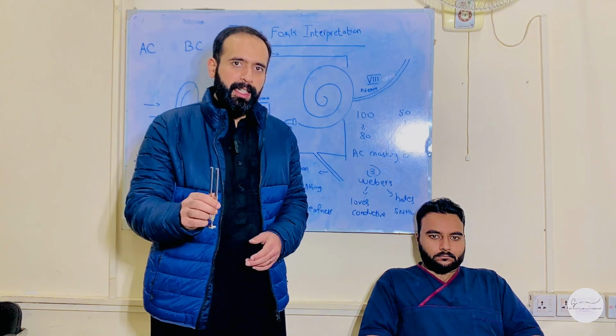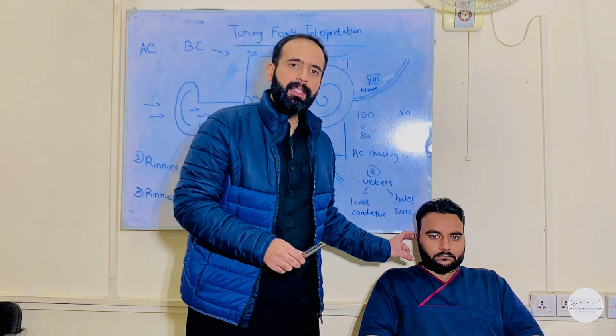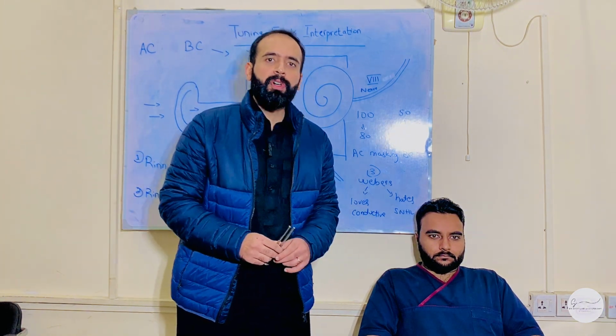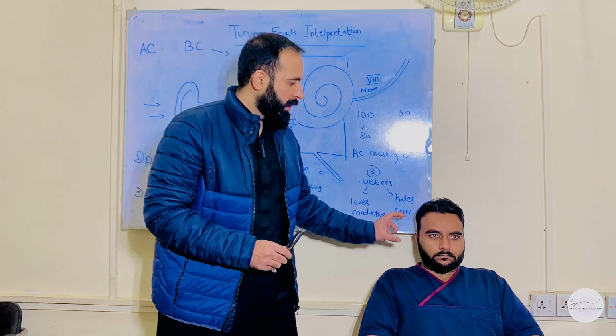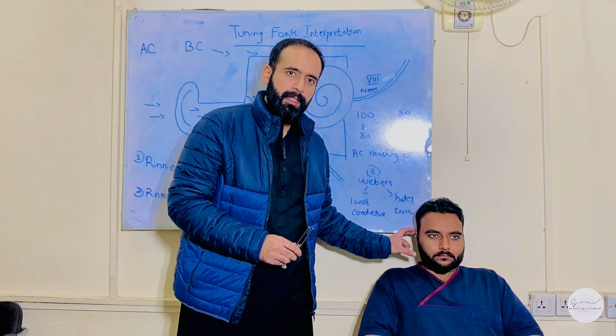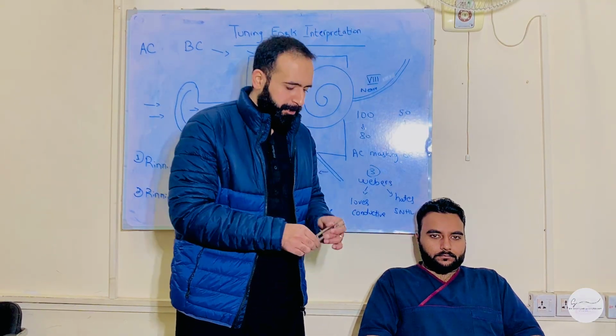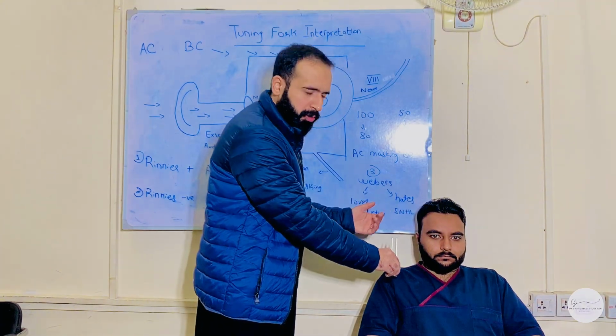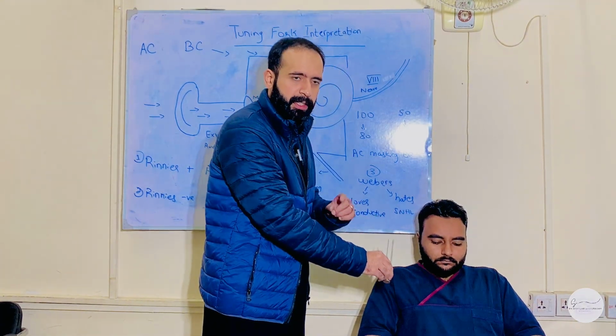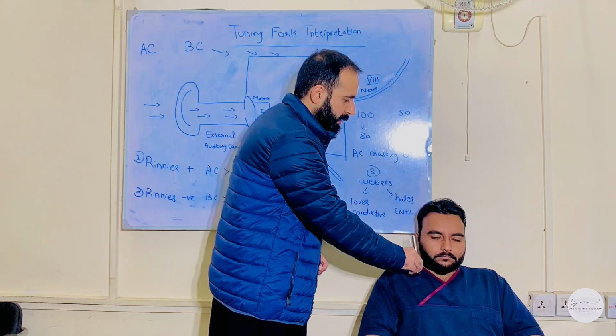And which ear is dead? The side on which Rennes was negative. This is called a false negative Rennes. Now what has happened? This ear is dead. The cochlea is not working at all. When I strike the tuning fork, since there is no cochlea to appreciate sounds, patients said they could not hear anything when I place it in the front.